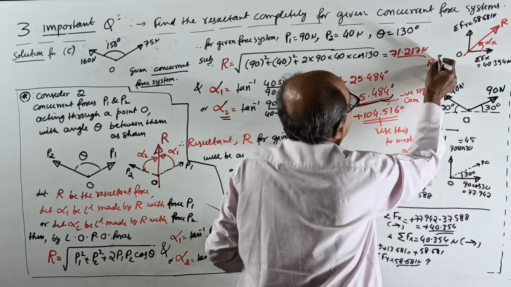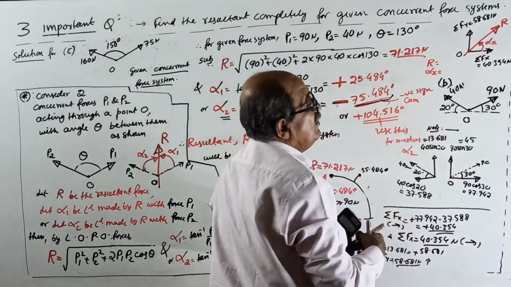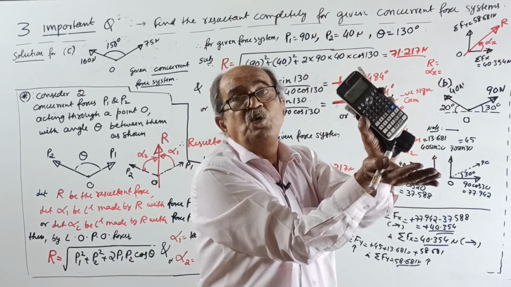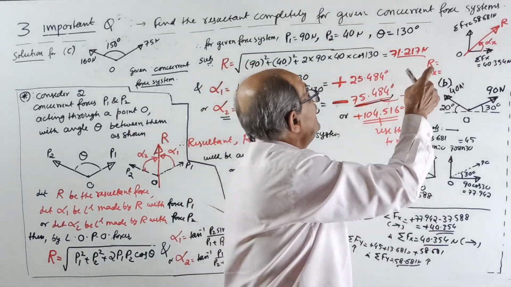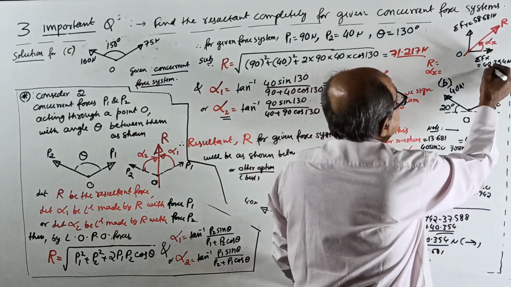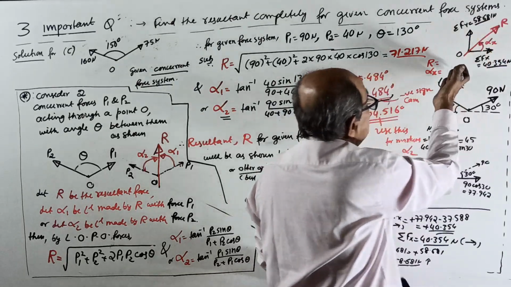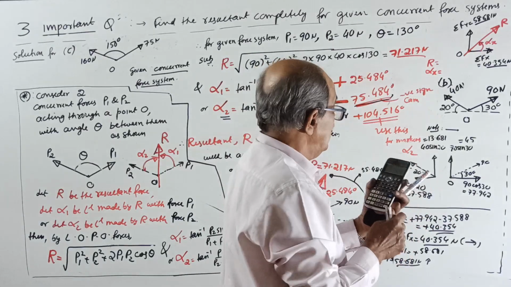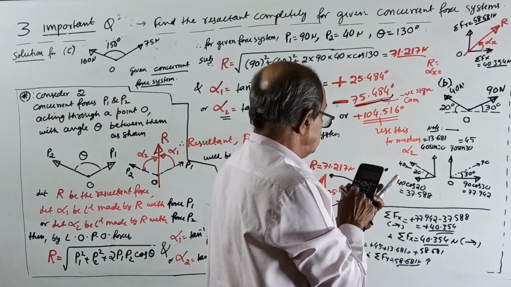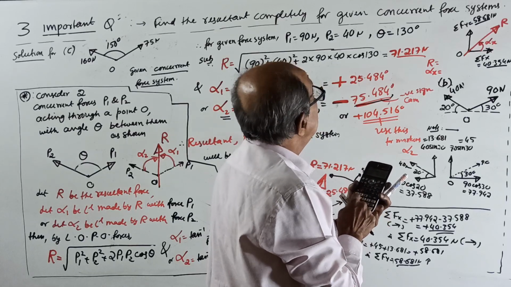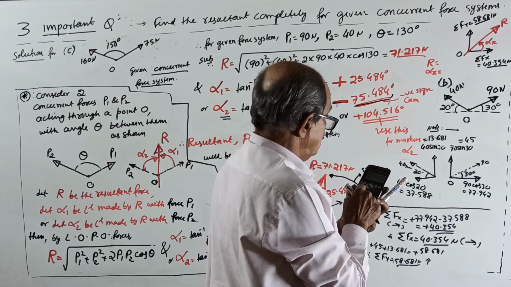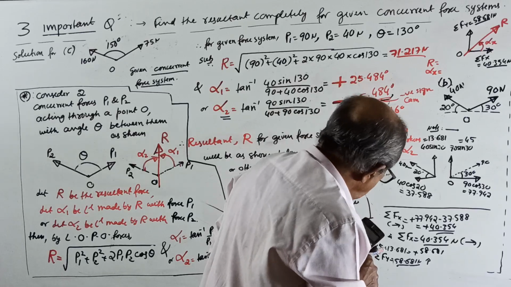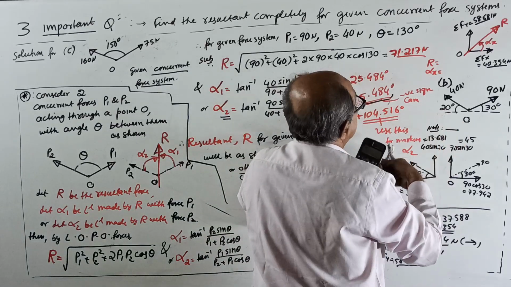Your r and alpha x will come. Space is not there, I will write the direct answer. Those who want to write a note: because both are 90 degrees now, sin cos will not come for r. Resultant r equals root of sigma fx square plus sigma fy square, which is 40.354 square plus 58.681 square. Root answer is 71.217 Newton.